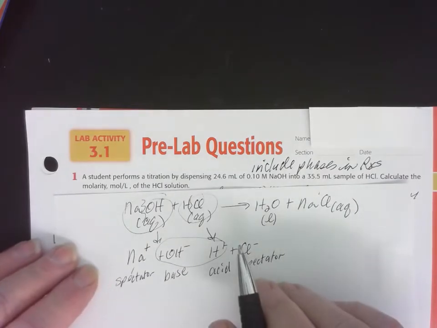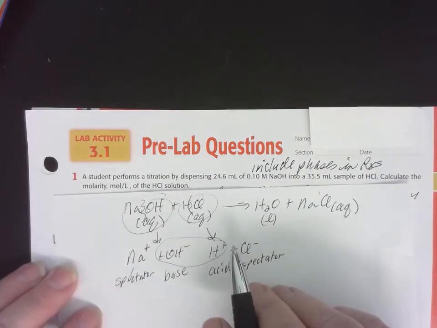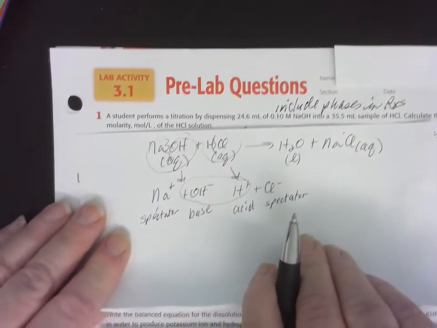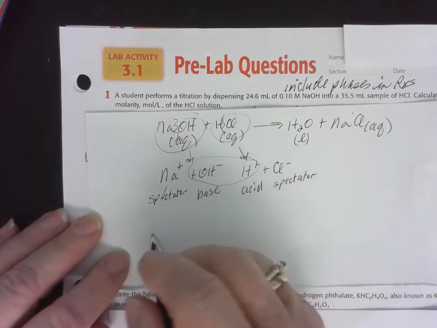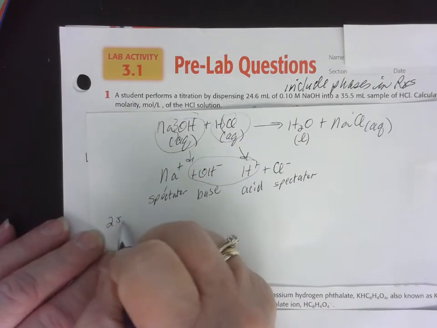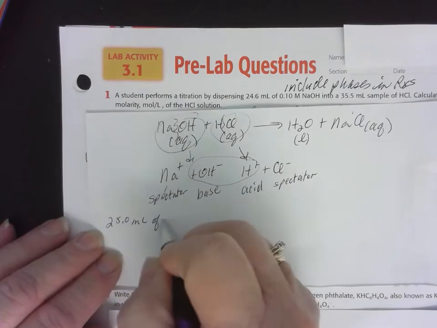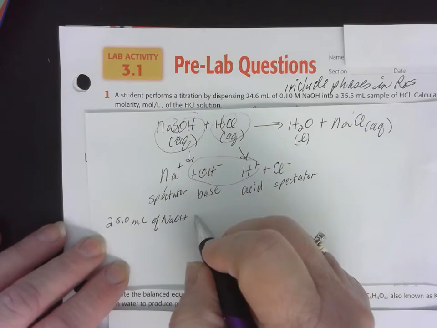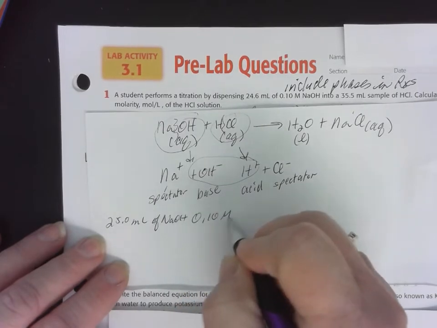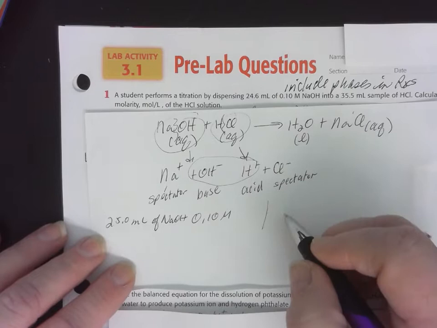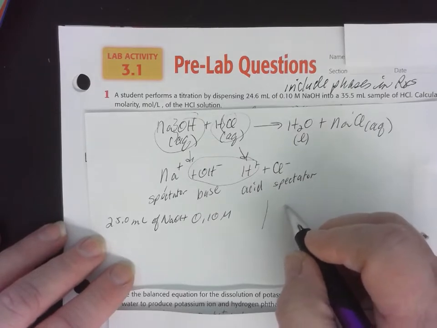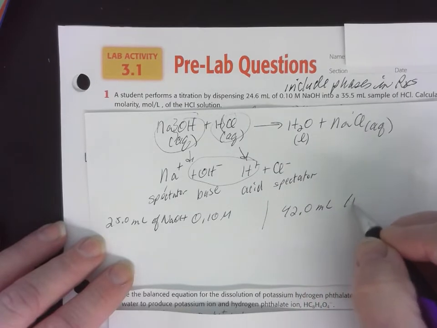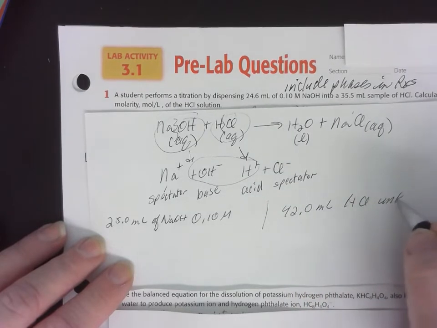So I'm going to give you another example, and then you can work through this particular math problem. So let's say instead of 24.6 milliliters, we have 25.0 milliliters of sodium hydroxide, and that's still, let's say, 0.10 molarity. And then we have added to that, let's say, 42 milliliters of HCl of unknown molarity.